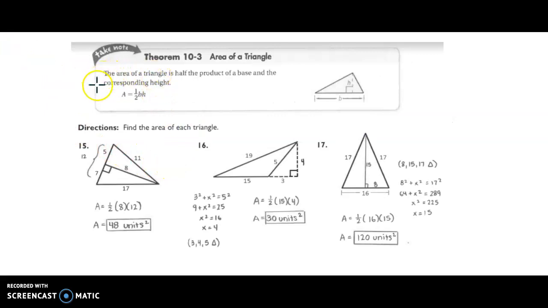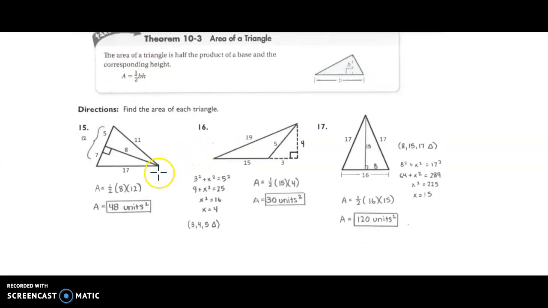We know the area of a triangle is 1/2 base times height. But in these 3 examples, look at the different ways. So here the base is 12, and the height is perpendicular, remember, and so we're going to use 8 as the height. If you want to use 17 as the base, then you need a height from this corner down here, but we don't know that. So that's why we use the 12 as the base and the 8 as the height.